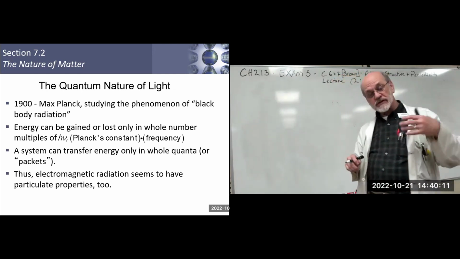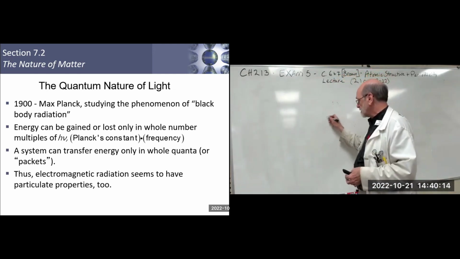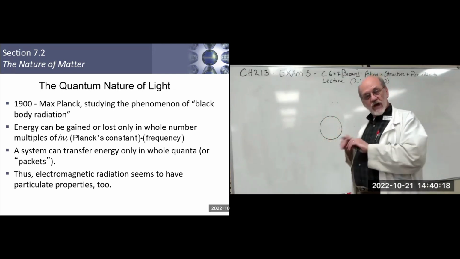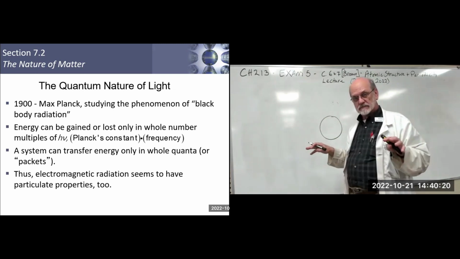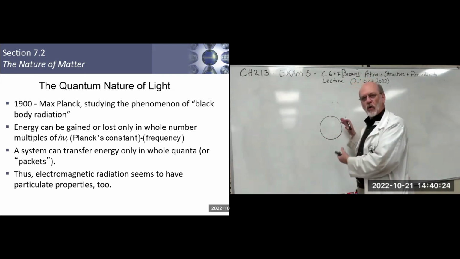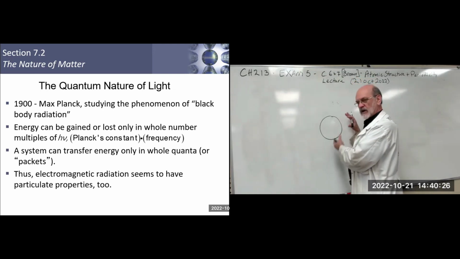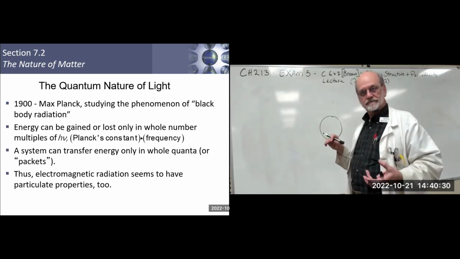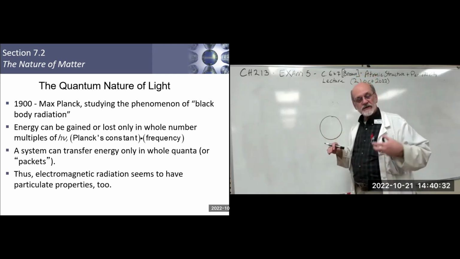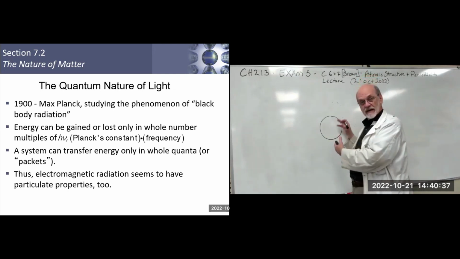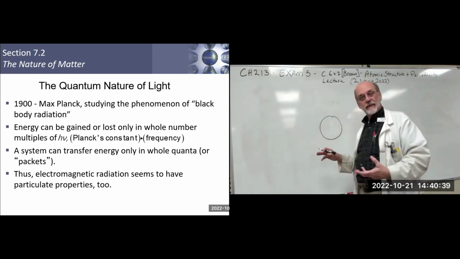Black body radiation simply means that if you have an object that does not emit its own light, it's a black body. Think of a big chunk of coal or a chunk of compressed carbon. How does it emit light, right? Black body radiation. Well, it doesn't emit light until you heat it up.